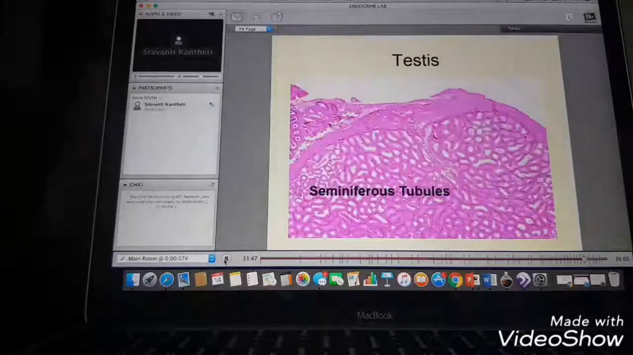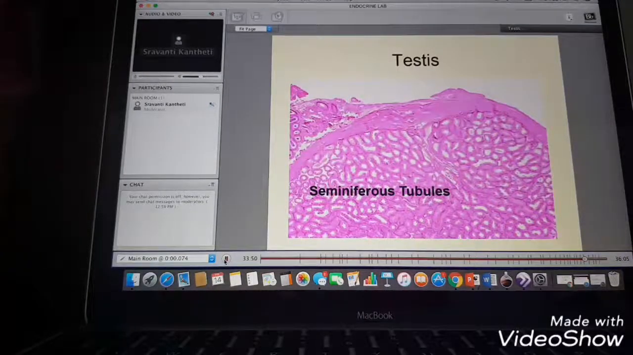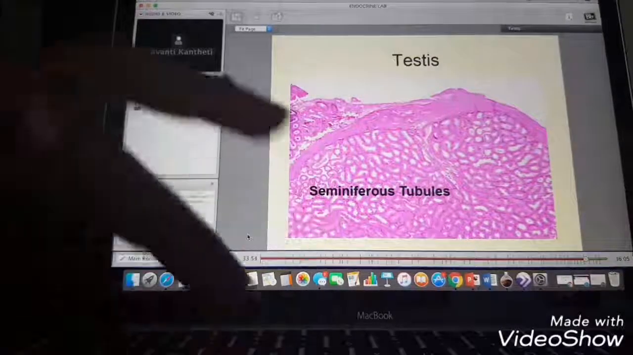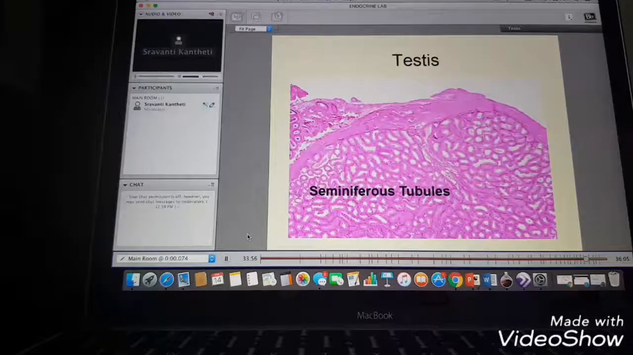Now, that brings us to the male, testes. So we have a whole chapter to talk about this in detail, but I just want you to look at the histology here and how awesome the seminiferous tubules look.